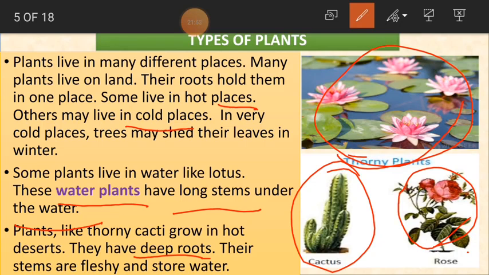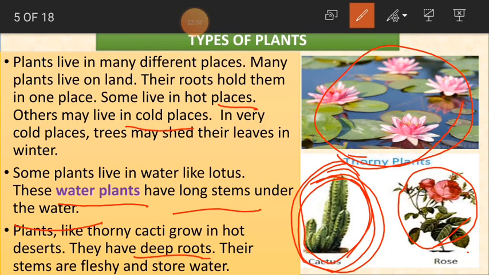So you cannot see a separate stem of this plant, children. If you observe, for a rose plant we have a stem and then leaves and flowers. Here, the total plant is stem only. There are no leaves here if you observe. This total part is stem only, and these stems are fleshy and store water. They store water inside themselves.